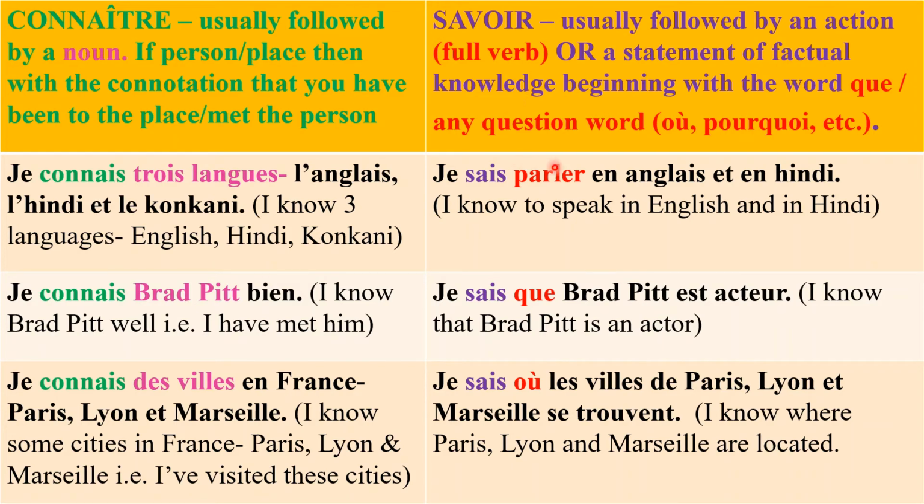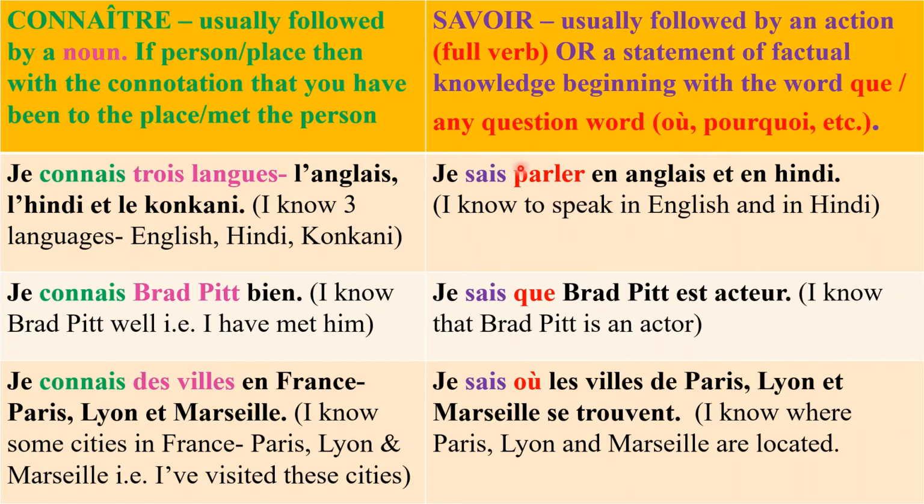So, je sais parler en anglais et en hindi. Now, can you see how both the sentences mean the same thing, but how the construction has changed? Here you're saying you know the languages. Here you're saying you know how to speak in the languages. Here you're talking about the noun that you know. Here you're talking about the verb that you know.